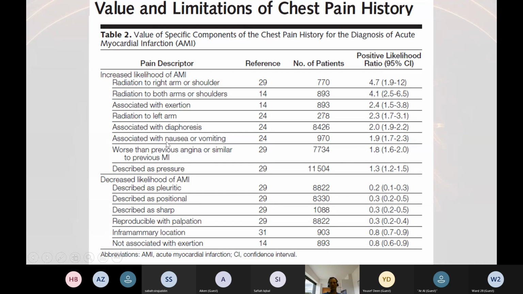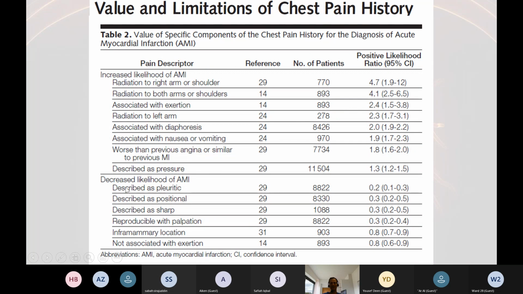So those are all very useful, and the things I would say I find most useful are the association with diaphoresis, nausea, and vomiting. It's unlikely that it's ischemic if you don't have some of these factors, or it's unlikely that they're having an NSTEMI. It's possible to have an episode of angina without all of this.